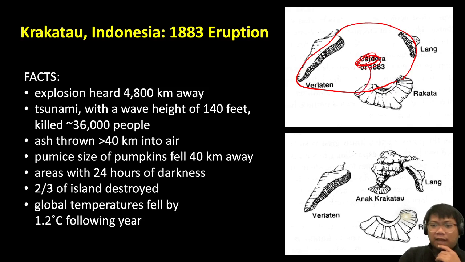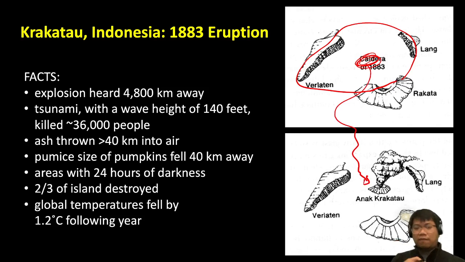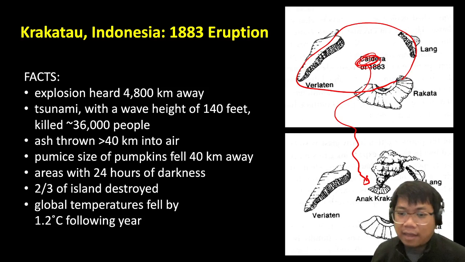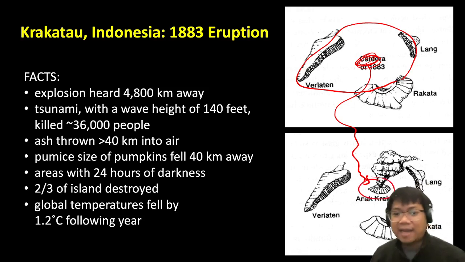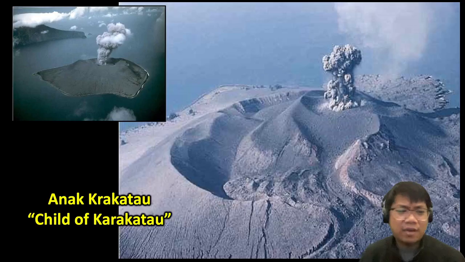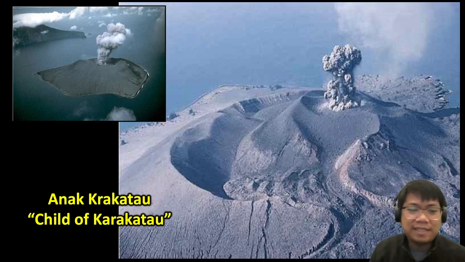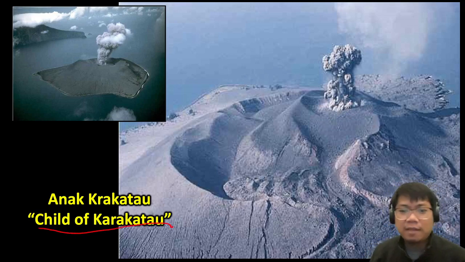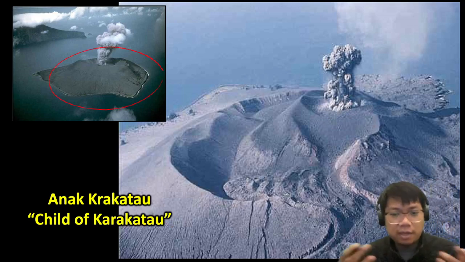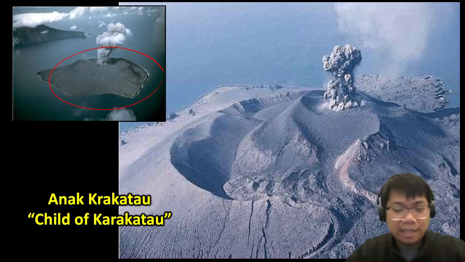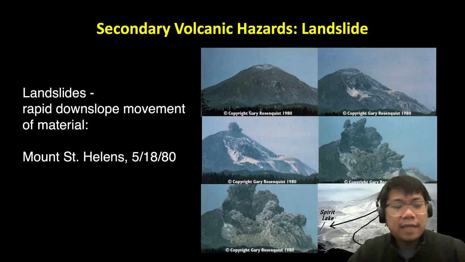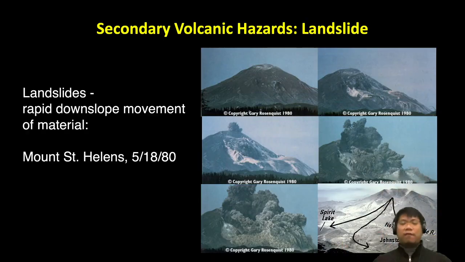Not long after that, it turns out that there was one little volcano that developed after the massive eruptions, and this guy right here is called Anak Krakatau. So what is Anak Krakatau? Anak Krakatau literally means the child of Krakatau, because this is a much smaller volcano that developed after the massive eruption of the main Krakatau volcano. All right, so that is the primary volcanic hazards.